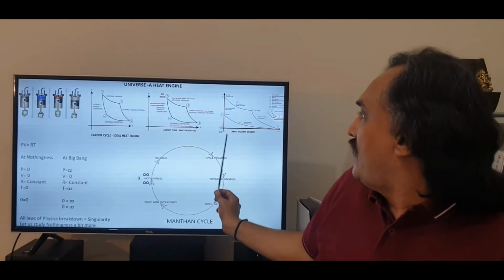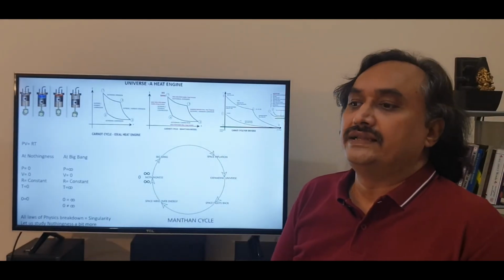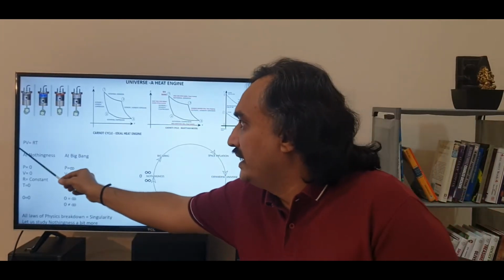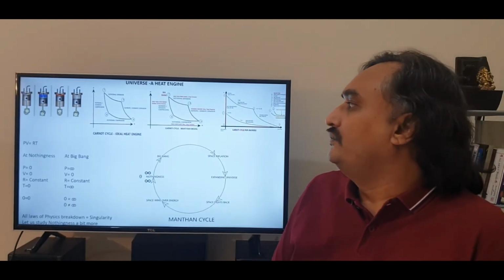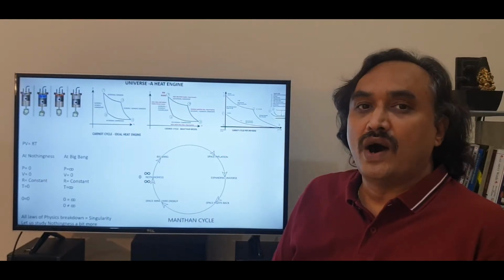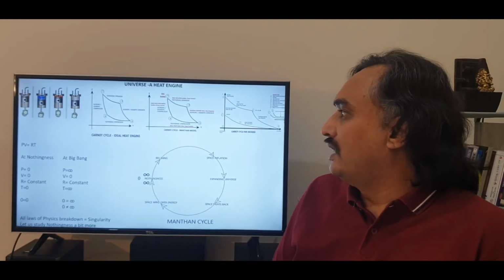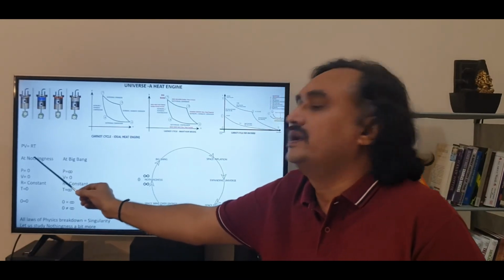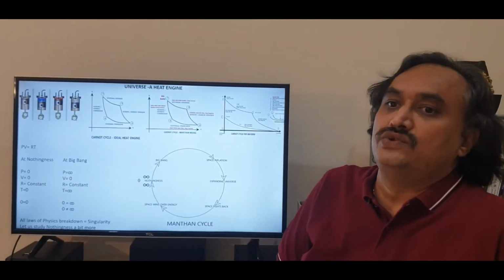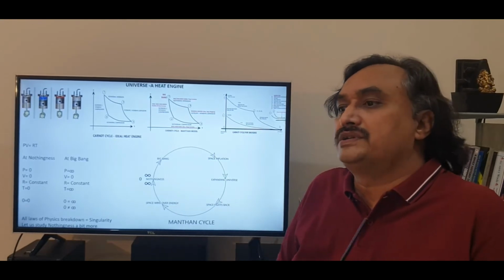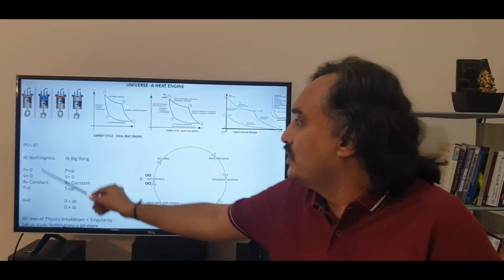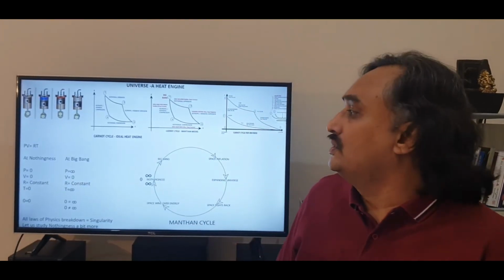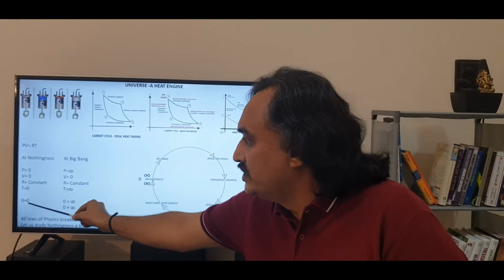So when you have a CARNOT cycle for the universe like this, it becomes easier for us to analyze because we know how the gases behave in an IC engine. We have PV = RT, P for pressure, V for volume, R for the constant, and T for the temperature. So let us see how this works out during nothingness. Nothingness is where you do not have any pressure, any volume, any temperature, no energy, no space, no time. So you would say that P = 0, V = 0, R is the constant, T = 0. So the left hand side and the right hand side, 0 equals 0, which is fine.